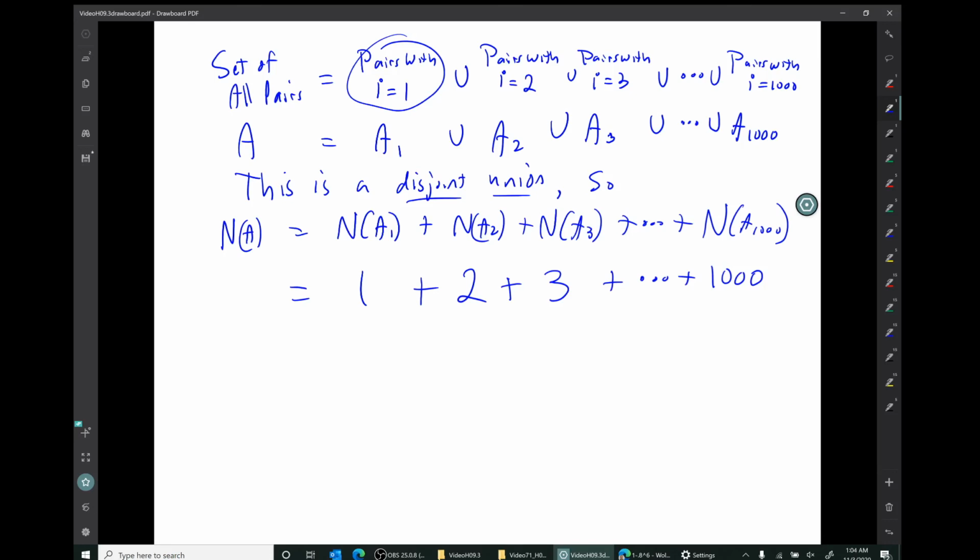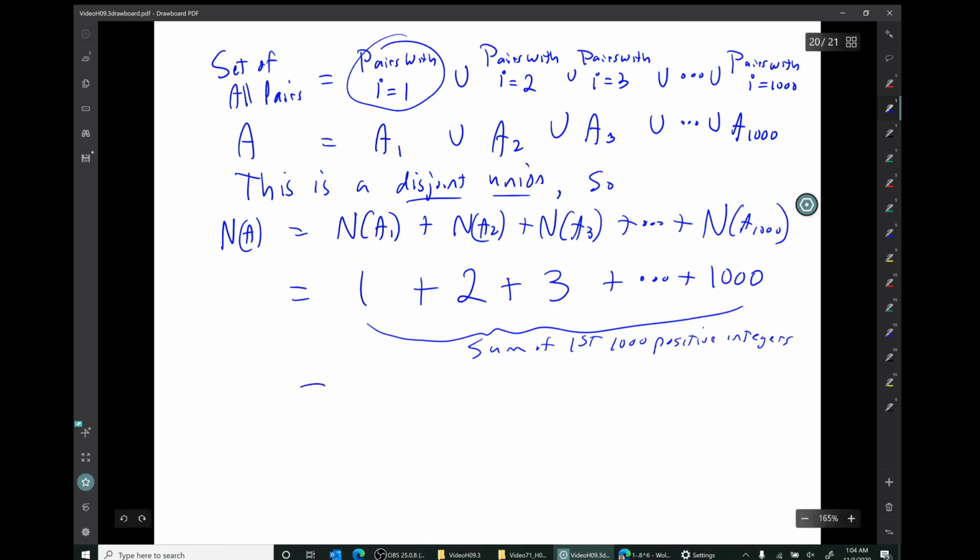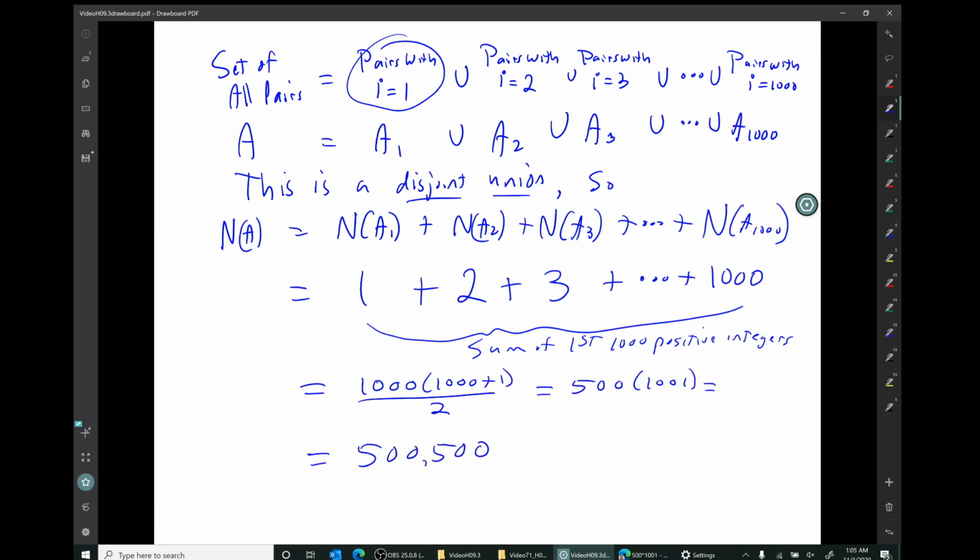Hey, look, that's the sum of the first 1,000 positive integers. That's a blast from the past, from early in the course. We know that there's a formula for this: 1,000 times 1,000 plus 1, over 2. So the answer is 500,500.